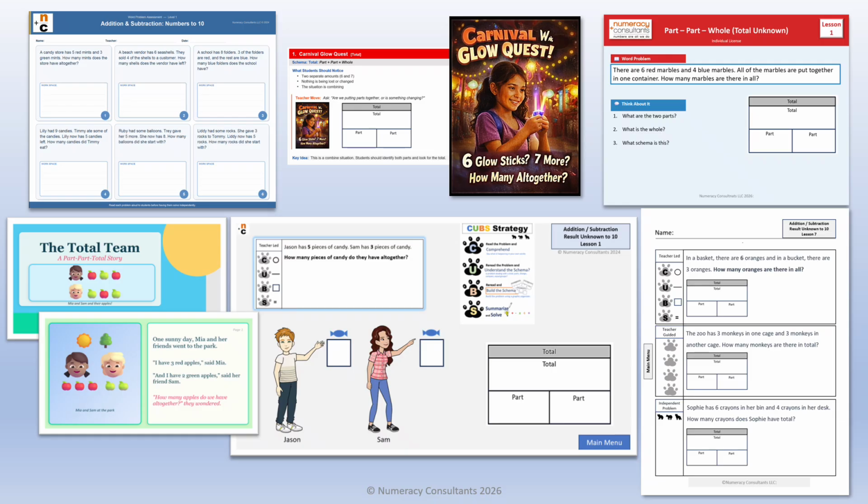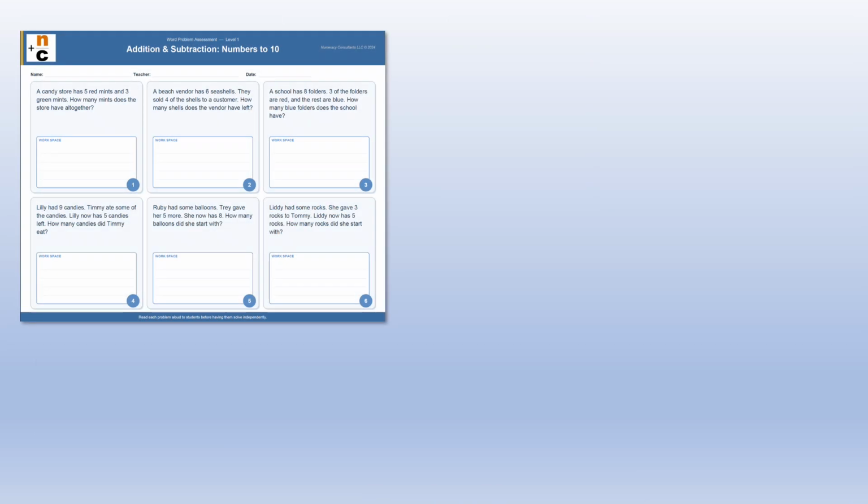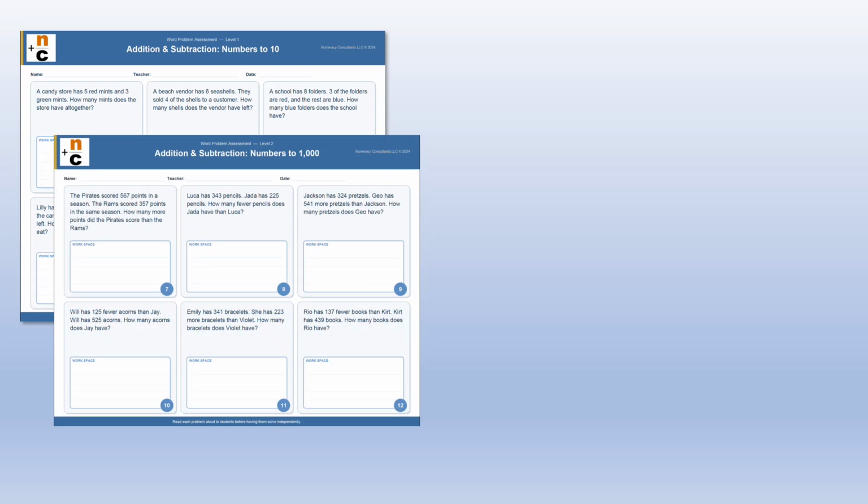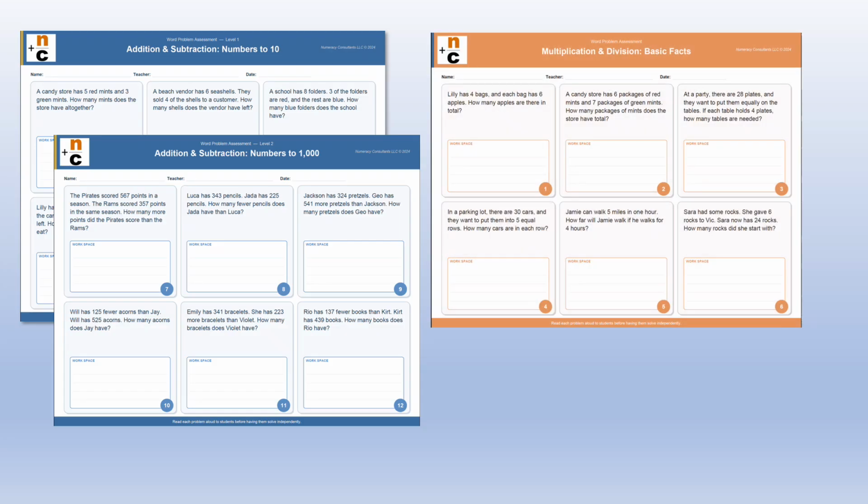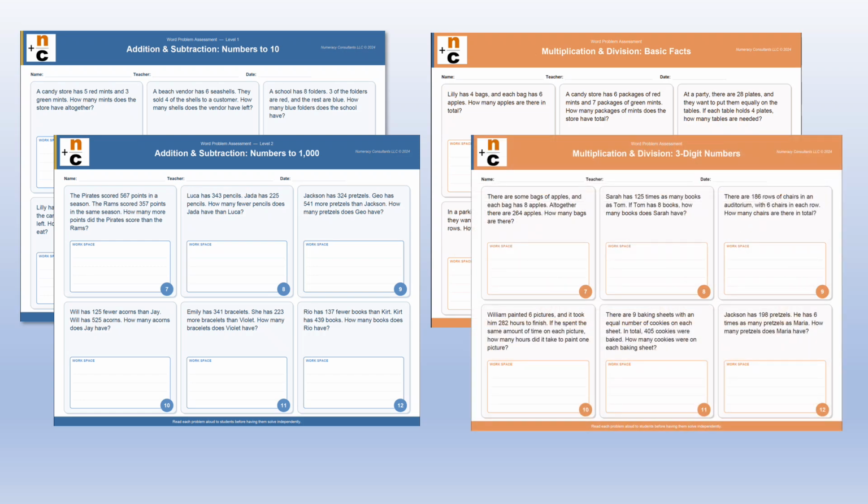Now let's go through all the free resources that you'll be receiving today. The first thing you'll receive is access to 2 diagnostic assessments. The addition-subtraction word problem assessment covers kindergarten through grade 5, starting with numbers up to 10 and progressing all the way up to 1,000. The multiplication division word problem assessment is designed for grades 3 through 5, beginning with basic facts and extending up to multiplying 2 and 3-digit numbers.